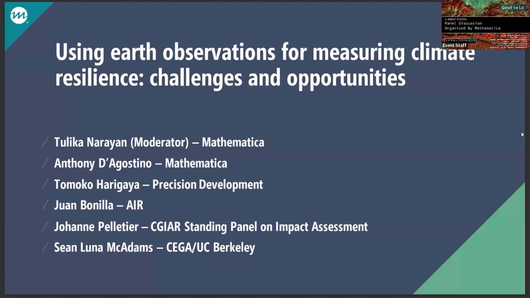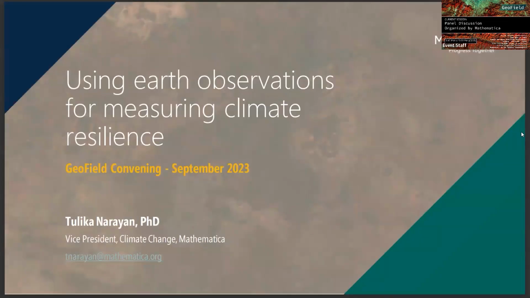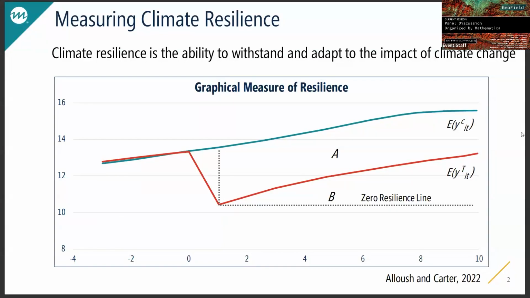So I will open a little bit just to get the framing ready. So this is the panel, and I think you can see all of us. I'll give a brief introduction. Essentially, it's about using Earth observations for measuring climate resilience, and also to evaluate climate resilience. I just wanted to get started with what it means conceptually, and there's a lot of literature around it, that climate resilience is the ability to withstand and adapt to the impact of climate change without undermining your current well-being and also the future well-being.